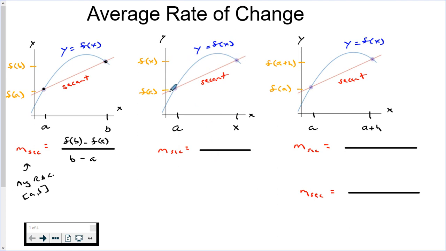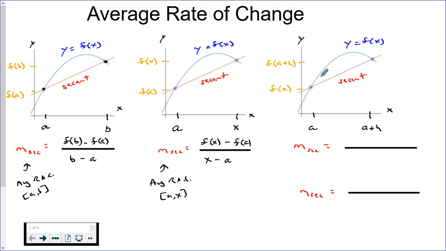So when I go to find the slope of this secant line, or the average rate of change, it's going to be change in y, so f of x minus f of a, over x minus a. Not much change, just the way I label this. So the slope of the secant line again represents average rate of change, now over the interval a to x. It's just a different way of seeing the same thing, based off how you label it.